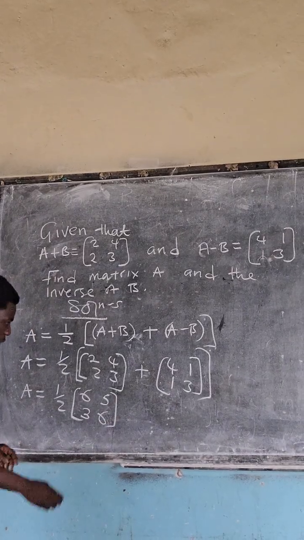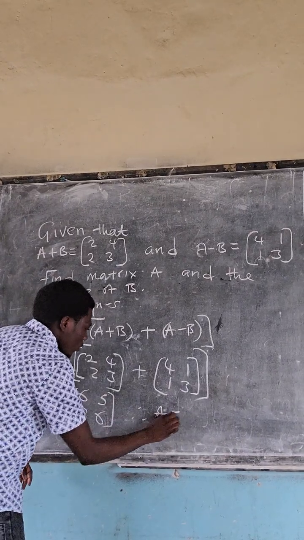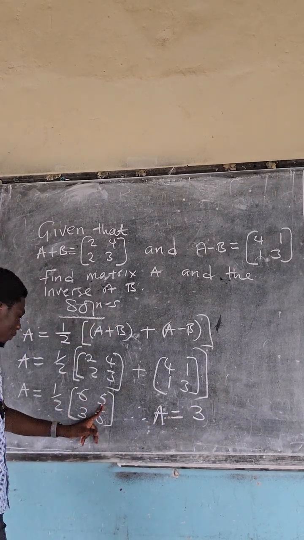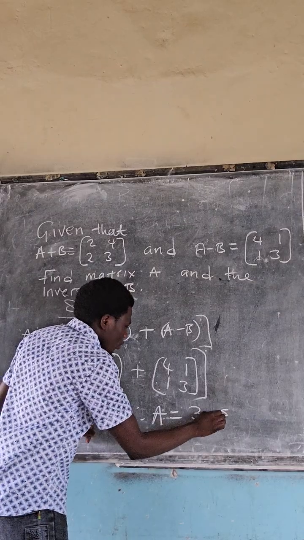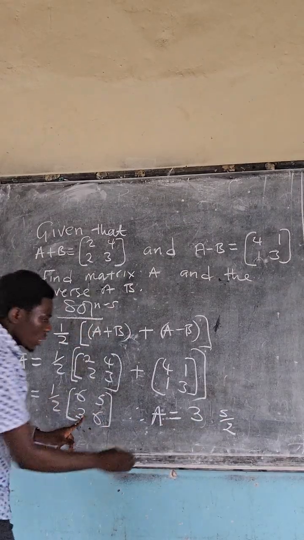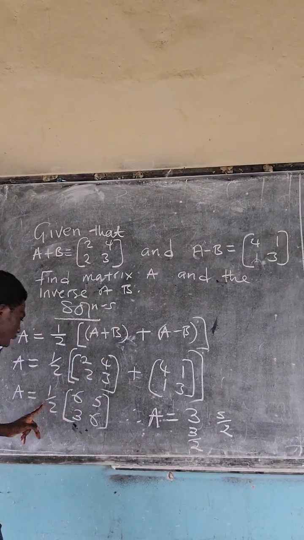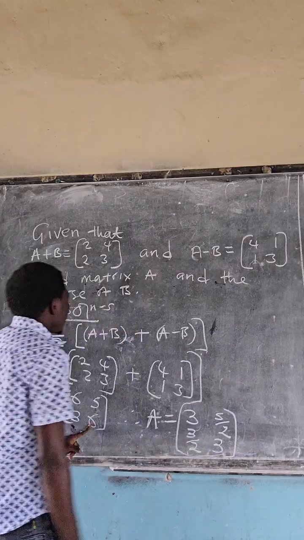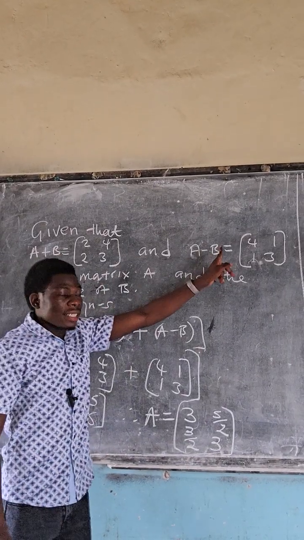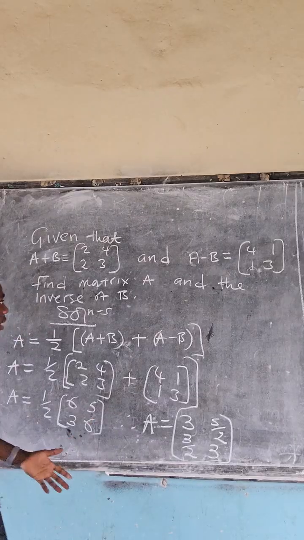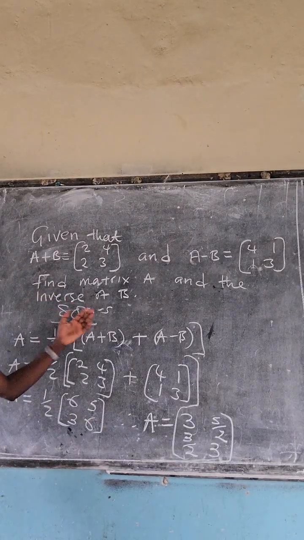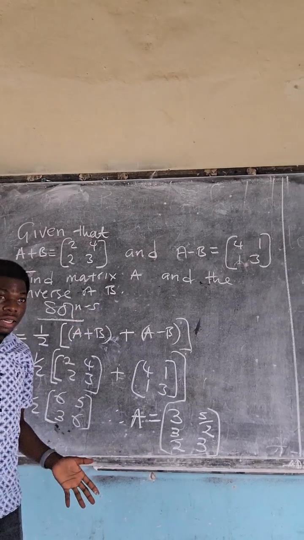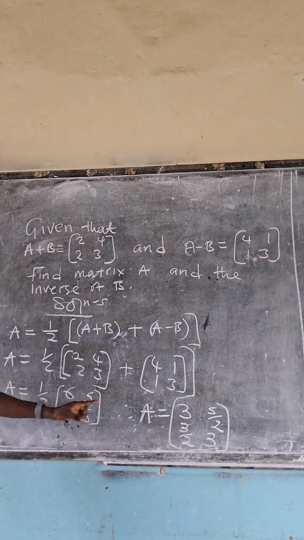From there, our matrix A is going to be half times 6 is 3, half times 5 is 5 over 2, half times 3 is 3 over 2, and half times 6 is 3. So this is how you get matrix A when A plus B and A minus B are all given. Then we need to go to the other question, which is to find the inverse of matrix B. But do we know what matrix B is? No, because we just know matrix A.